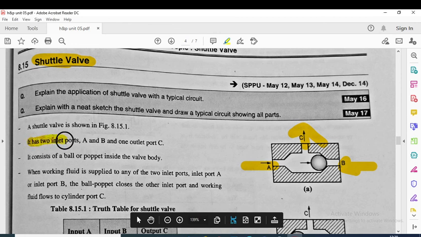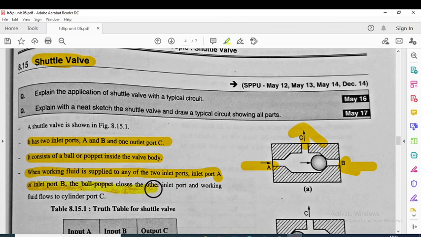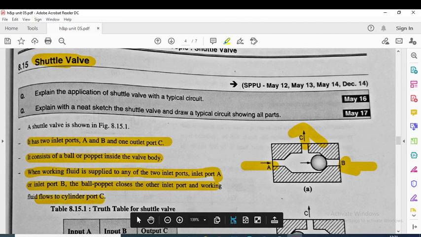Here you can see it has two inlet ports A and B and the outlet port C. It consists of a ball or poppet inside the valve body. When working fluid is supplied to either of the two inlet ports, A or B, the ball poppet closes the other inlet port and the working fluid flows to the cylinder port C.